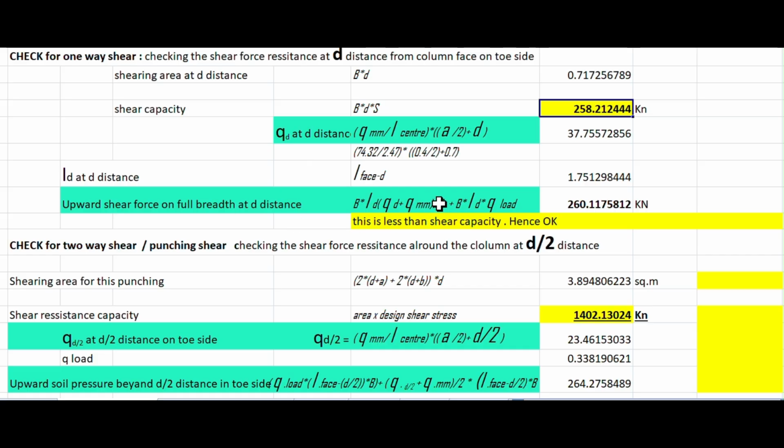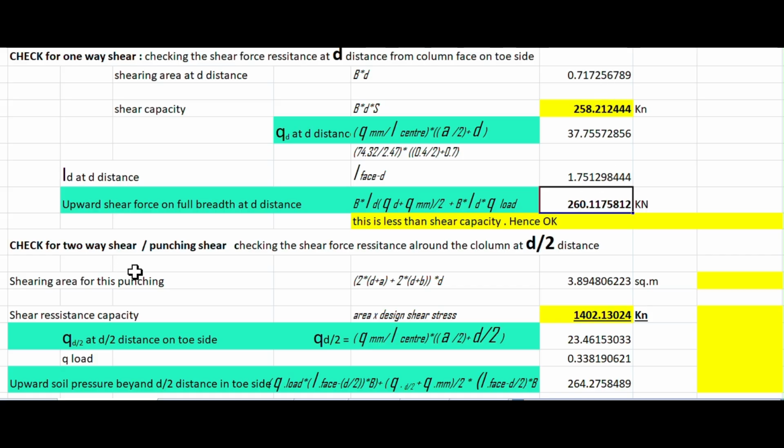Then, using the formula as we saw in that image, we are finding the upward soil force exerted on the critical section, which is 260.11 kilonewton. This is the soil force exerted on the section. The shear bearing capacity is 258, which is less by 2 kilonewton. This is very little, so no problem, we can take it.